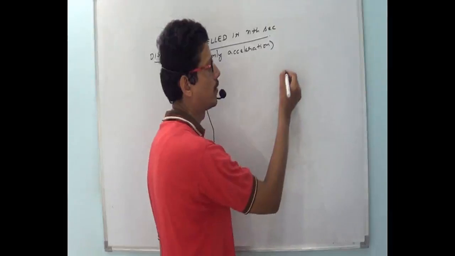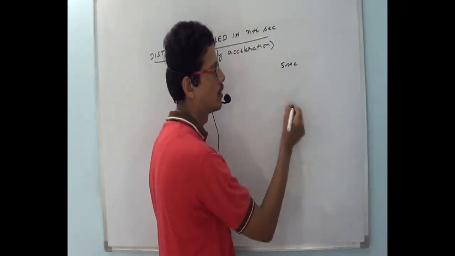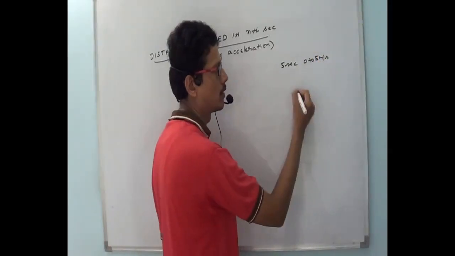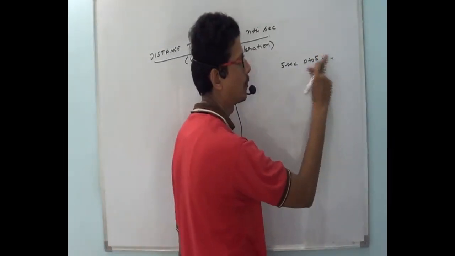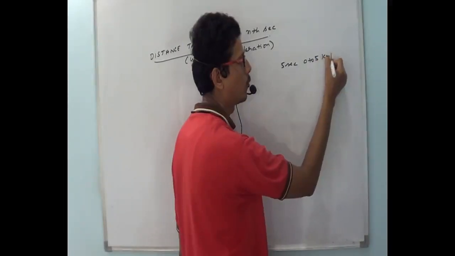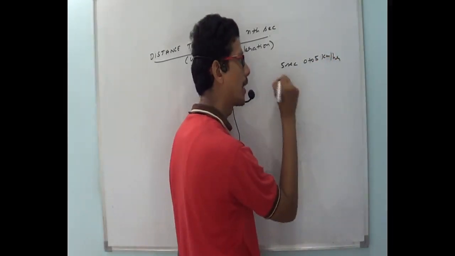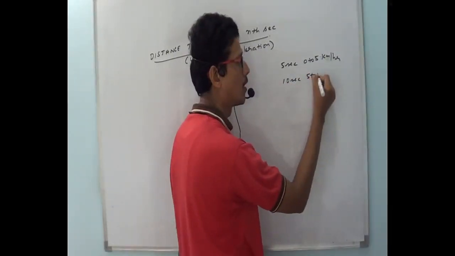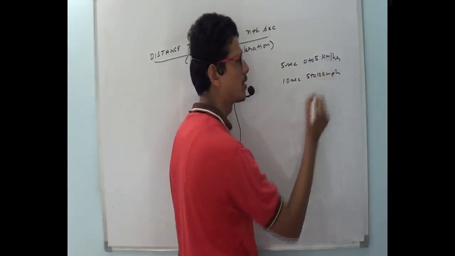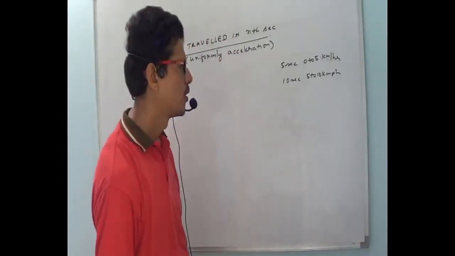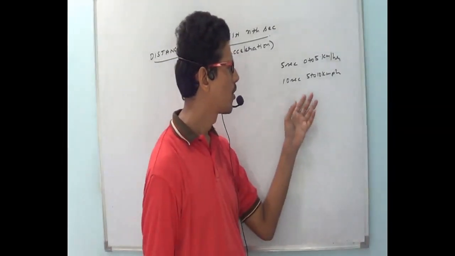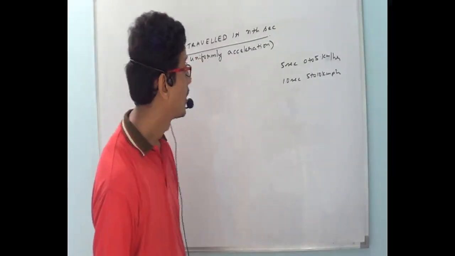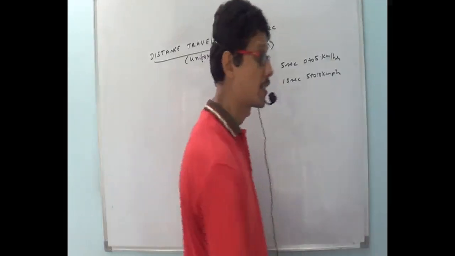And in first 5 seconds, the velocity is changed from 0 to 5 meters per second. And in next 5 seconds, total time is 10 seconds, so the change in velocity is again 5. So when there are equal changes in velocity in equal intervals of time, then the body is said to be moving with uniform acceleration.